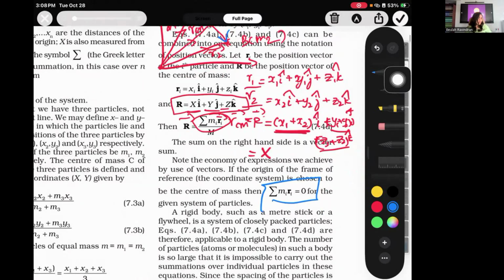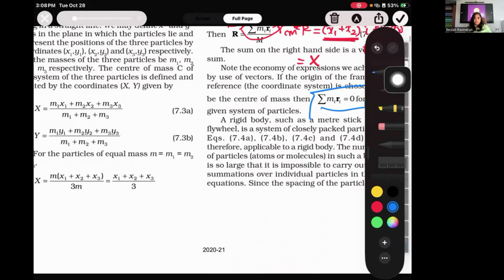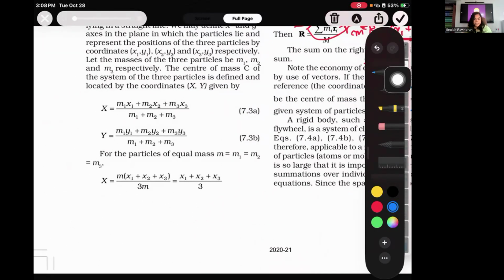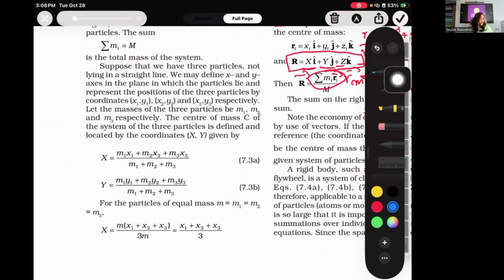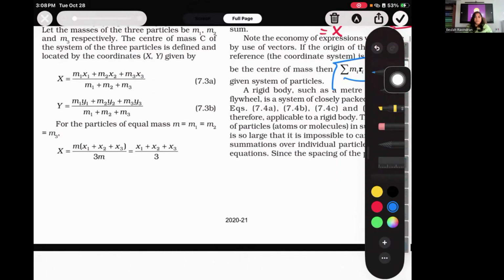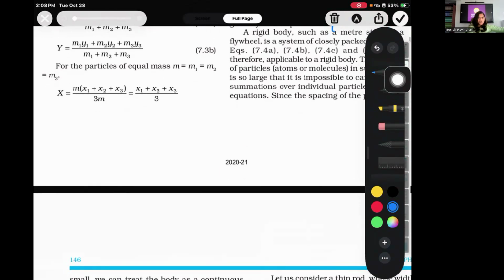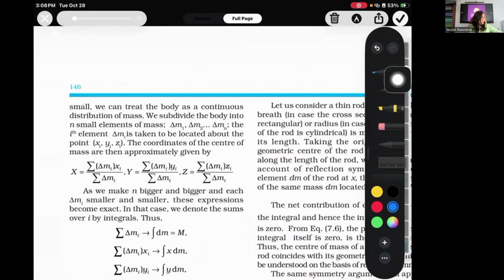These are all the equations you have to understand. All the summations and everything you should take. Or you can write it in this particular form, the position vector. I'll explain first and then we'll move on to this.